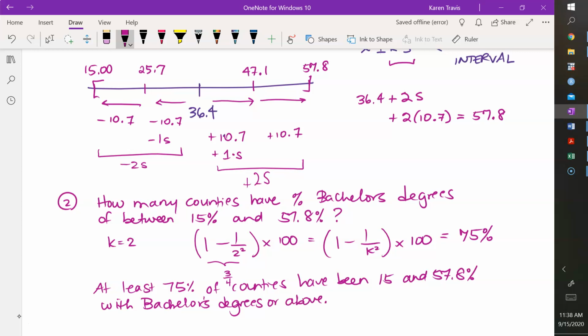So this theorem we can use. We make an interval, and then we figure out how much data will land in between the boundaries. This theorem we can use on any data set.